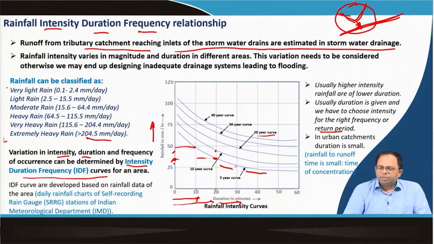In urban catchments duration is small. Why? Because we have drains and we have the catchment area. In urban areas usually there are drains at certain intervals. If I have drains at these intervals, obviously some amount of water will come to this drain, some amount of water will go to this drain. So, what is the catchment of this drain? The catchment of this drain is like this.